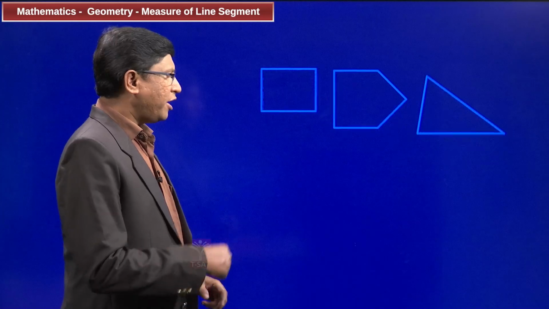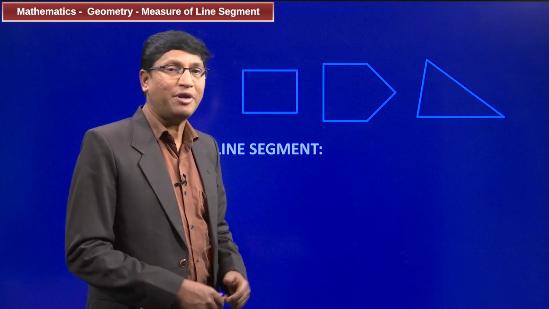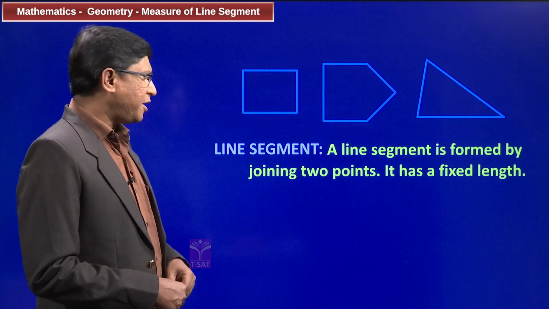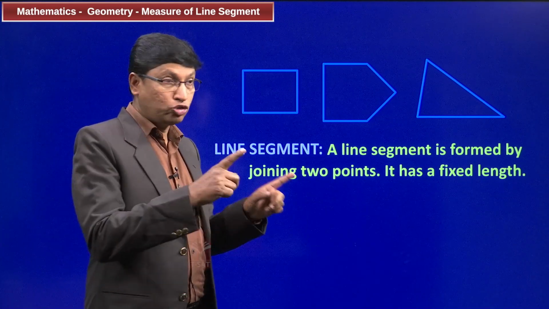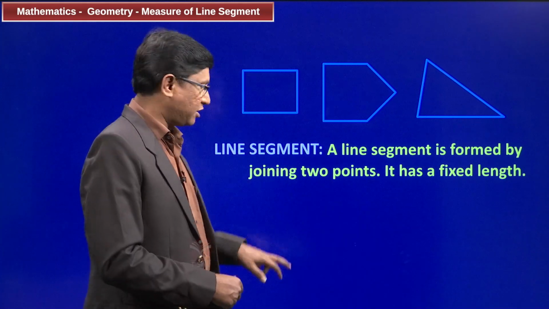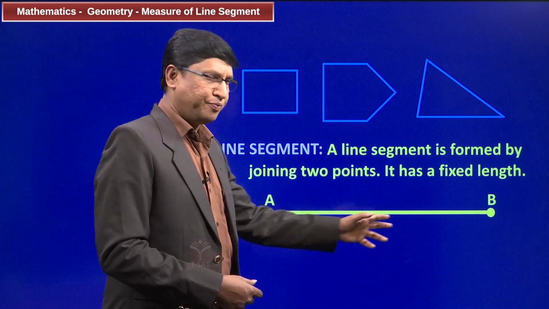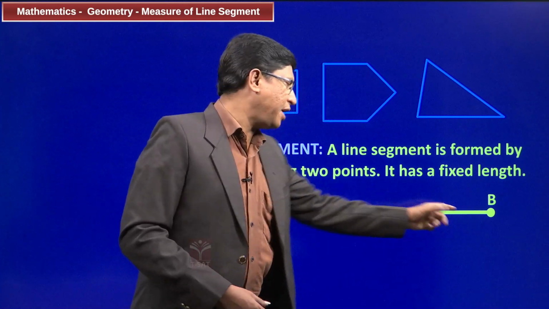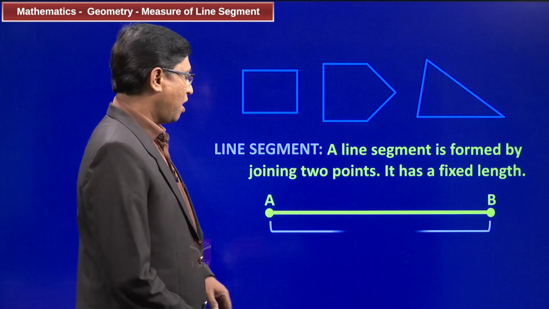We already learnt about a line segment. Can you recall what a line segment is? A line segment is formed by joining any 2 points. And when you join any 2 points, definitely it will have some fixed length. So let us consider this line segment AB. Here are the 2 points A and B. This AB is nothing but the line segment.